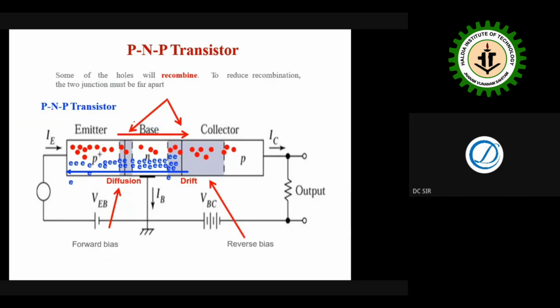So whatever we try to understand, we see here a PNP transistor. You see red is the hole and this is the electron. So holes move from the emitter side to the collector side, and electrons move from the collector side to this side. In case of forward bias, diffusion happens, because the depletion region is very small, tending to 0 angstrom. So this happens due to diffusion, and at this junction in reverse bias, this is due to the drift due to the electric field.